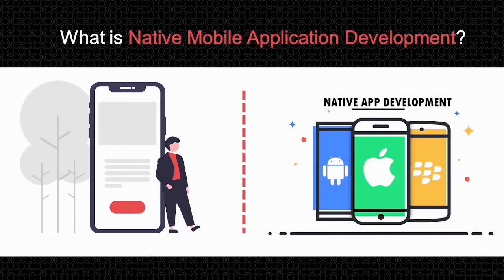First of all, let's talk about what is native mobile application development. Native app development is the creation of software programs that run on specific devices and platforms. For example, you can create applications to run on devices such as mobile phones, tablets, and smart gadgets. Also, applications can be developed for specific platforms such as iOS or Android.